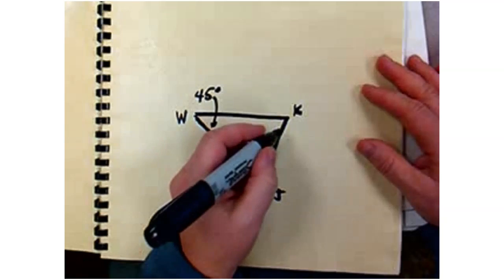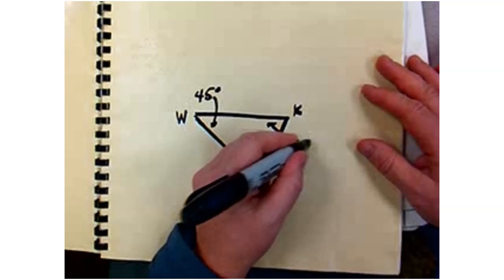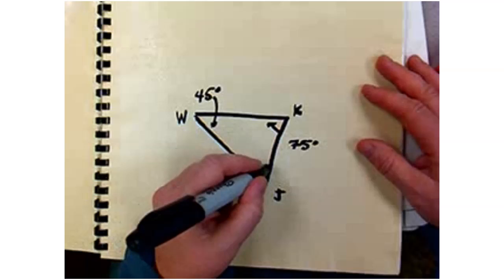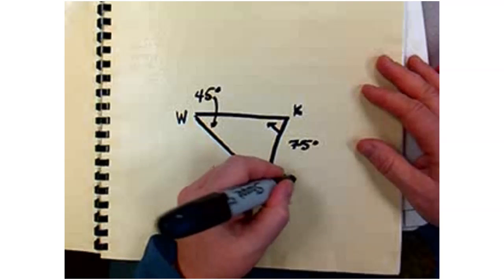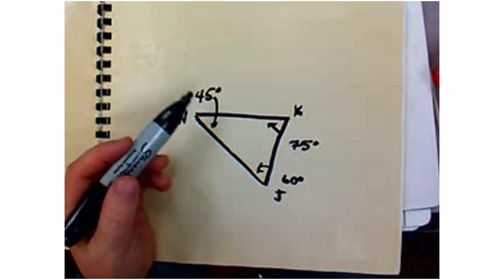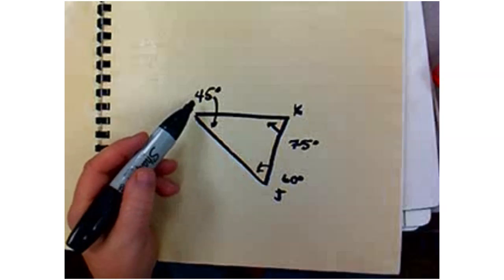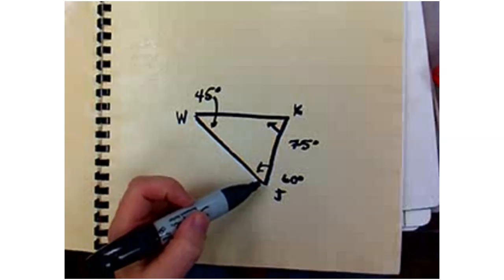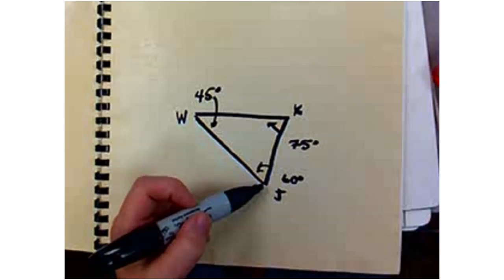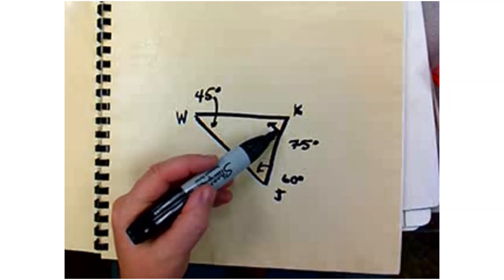And at vertex K, to the right of it, it says 75 degrees. And at vertex J, to the right of it, it says 60 degrees. So notice that W is the smallest. At vertex W is your smallest angle. And then your next one would be J, at vertex J at the bottom right, 60 degrees. And finally, your largest one is at vertex K at 75 degrees.